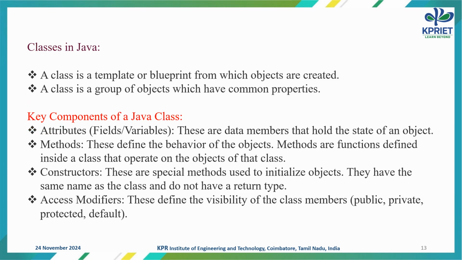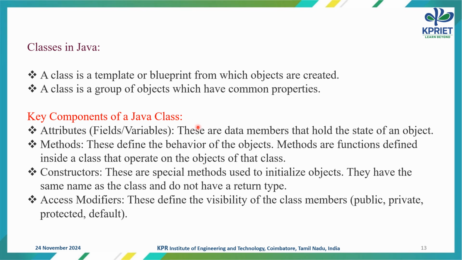Next one is class. What is class? Whenever you are taking some object, we need a class, right? So class is nothing but a template or blueprint from which the objects are created. A class is a group of objects. We can take any number of objects, and they will have some common properties. We have to find that out, and for that purpose the class is used. So a class is a group of objects which have some common properties.